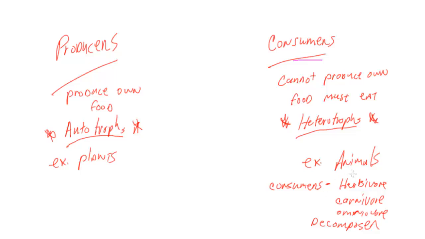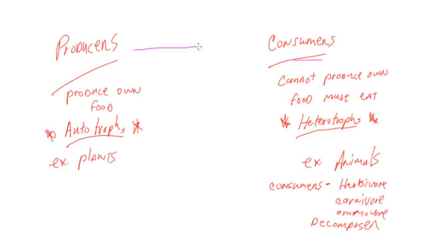An example of that would be animals. Now, we talked about before in your key words, consumers, herbivores, carnivores, omnivores, decomposers are all consumers. The important thing to remember, the difference between producer and consumer: without autotrophs, otherwise known as producers, there would be no life on this planet.